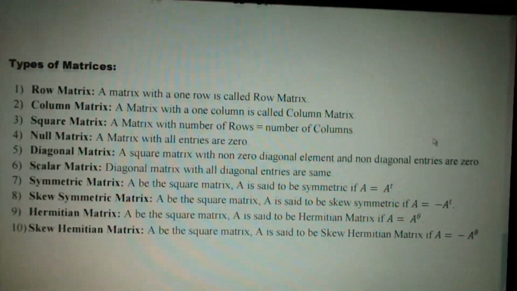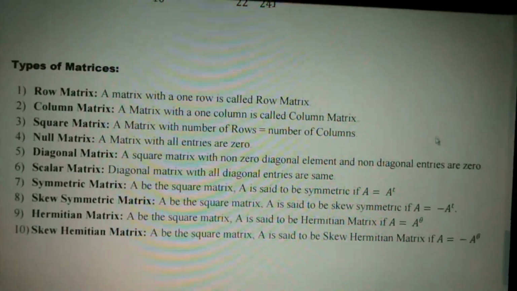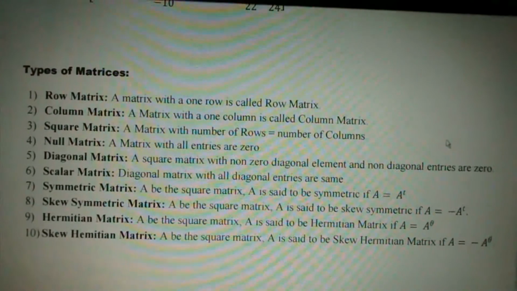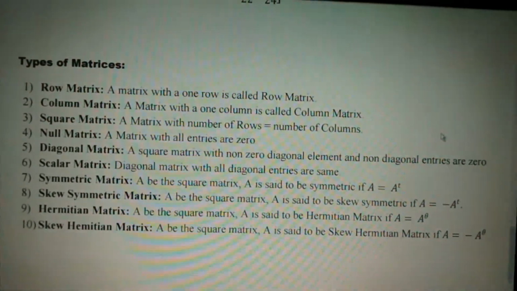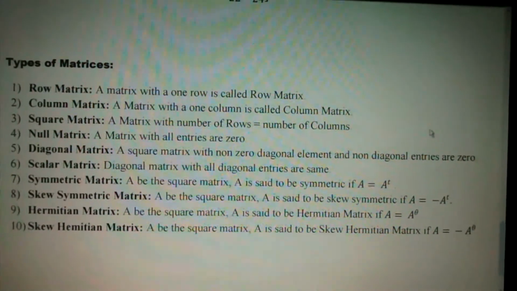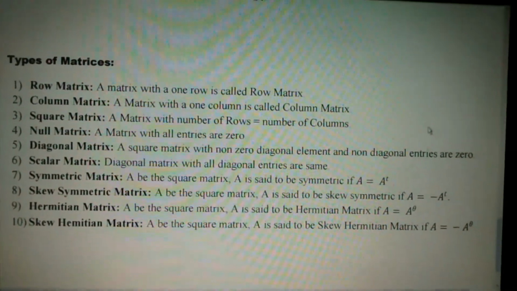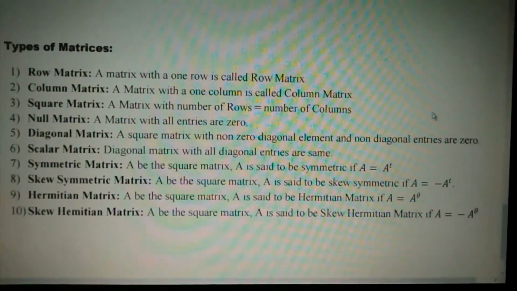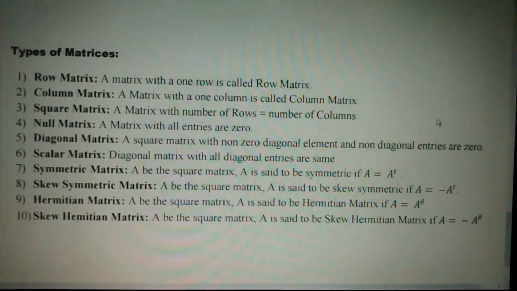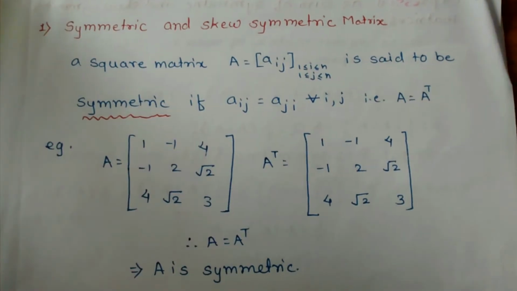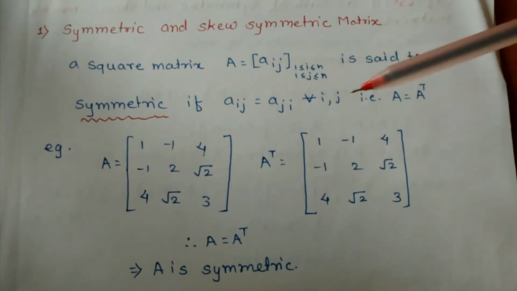Now we come to the types of matrices. The row matrix, column matrix, square matrix, null matrix, diagonal matrix, scalar matrix. These 6 types you have studied in earlier school. Today we are going to discuss symmetric matrix and skew symmetric matrix. Symmetric matrix.